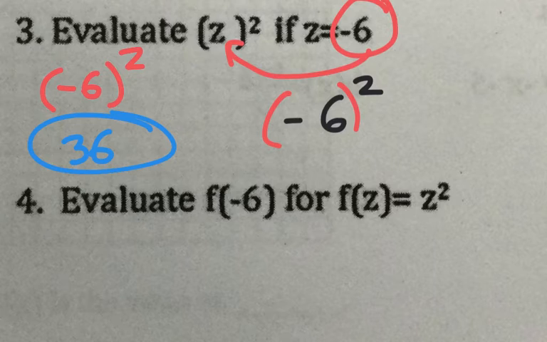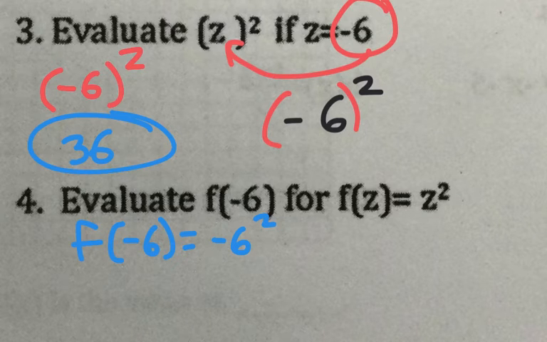Well, you have it down, so I don't know how to do it. But okay, it's going to be f of -6. Okay, how do we read that? We don't read it as f parentheses -6. F of -6 equals -6 squared.